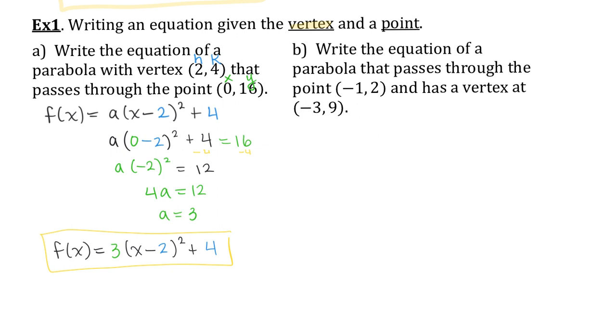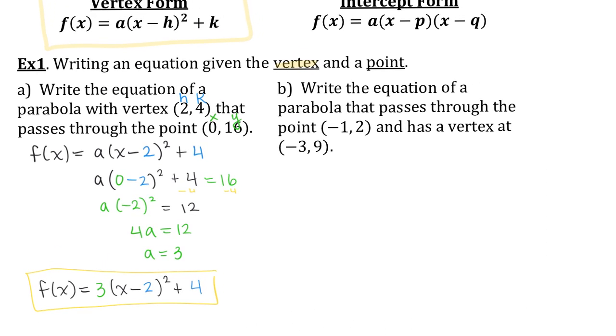Write the equation of a parabola that passes through the point (negative 1, 2) and has a vertex (negative 3, 9). So my vertex is (negative 3, 9), so I'm using vertex form. I made it f of x equals. If you'd rather make it y equals, you could do that too. Let's try it with y equals. I don't know a, so I put a there. This is going to be x minus negative 3, so x plus 3, because if the vertex is negative 3, it's plus 3, squared. k is positive 9, because my vertex is left 3, up 9.